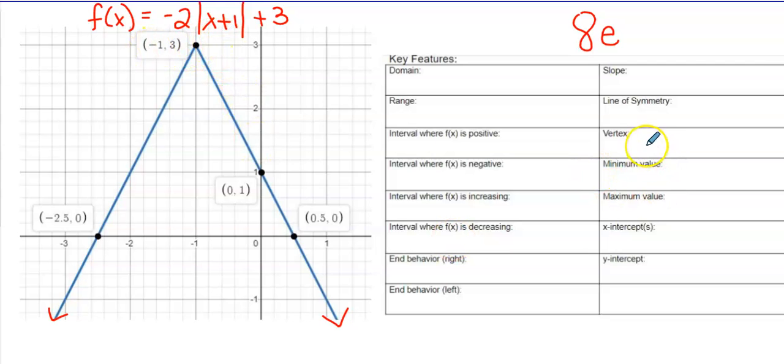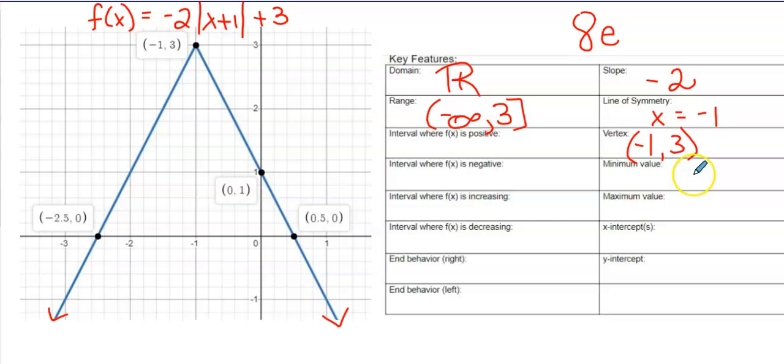Vertex is at -1, 3. Line of symmetry, slope is -2. Now, if there had been like a 3 in front of that x right there, we would have taken the absolute value of that and then multiplied it times that, and that would have been the slope, -6. So just remember, if there's a coefficient to that x, it's going to change the slope by multiplying them together. Domain, range is -infinity to 3.